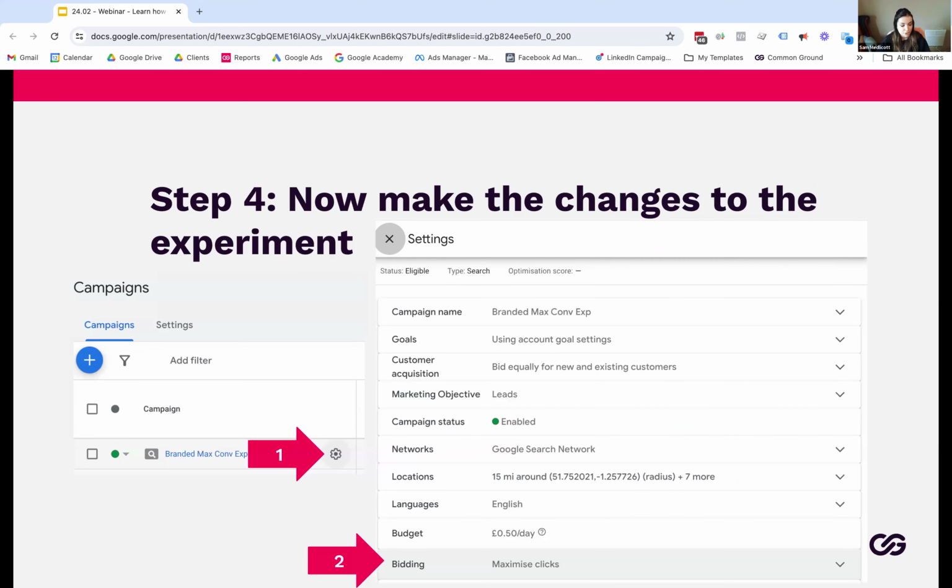Now you want to make the changes to the experiment, and this is where Google likes to change the interface for no reason, in my opinion. To find the settings, it's now going to be the little cog there, and then it pulls out this pop-up from the right-hand side of your screen. So very Google Analytics-ish, rather than what I'm used to within Google Ads. But then this is all the same. Go to the bidding, change it to maximize conversions, and then click save.